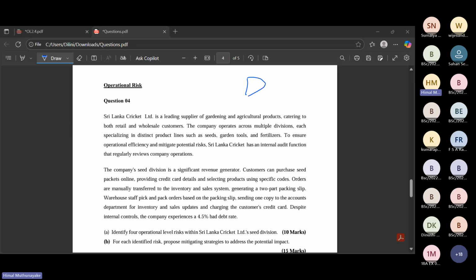And when it comes to inventory management, there is a risk of inaccurate inventory management, because the inventory, the warehouse and the sales are updated only once the packing slip comes to the account division. There will be a delay, a time gap, and that time gap will generate inventory management issues, because updating the inventory amount takes some time, right?